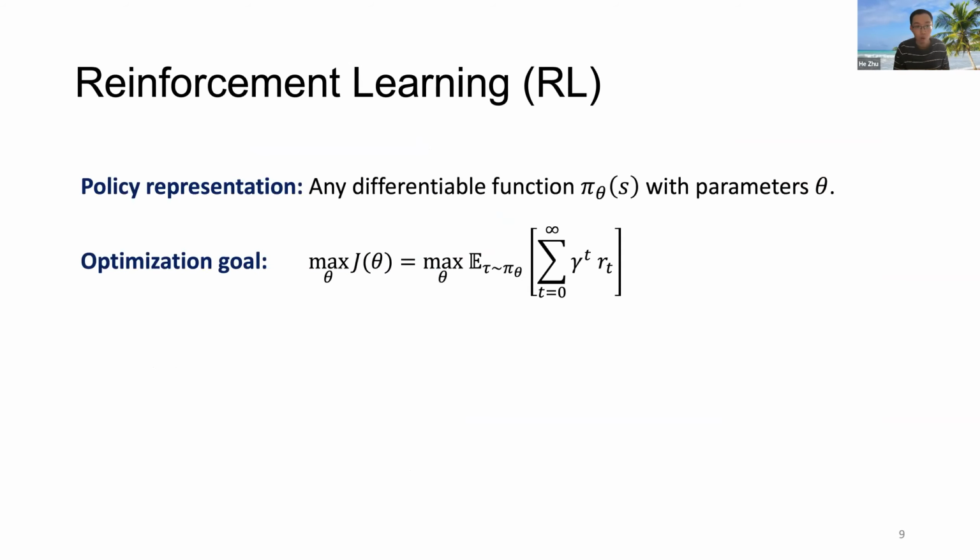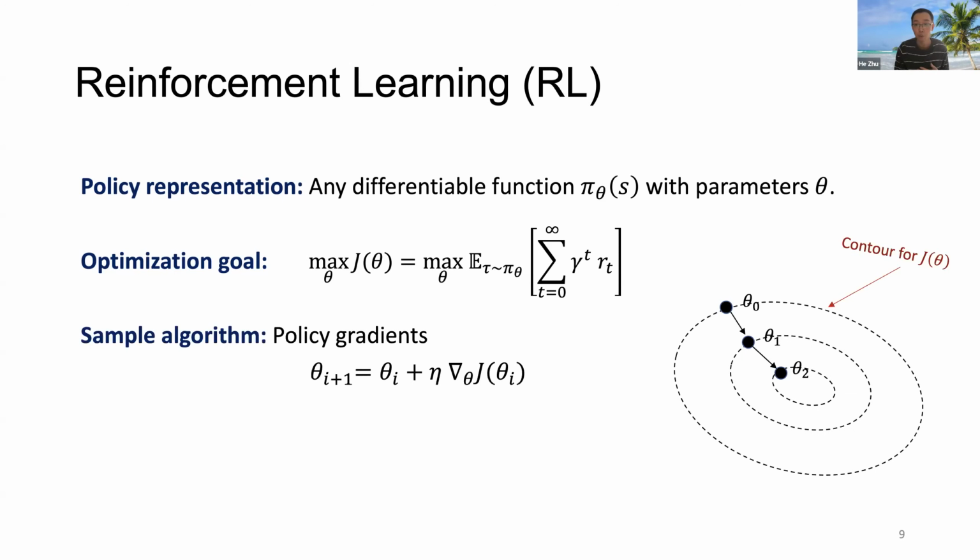Okay, so in terms of the representation of the policy, we can use any differentiable function with the parameter theta. And in order to update the parameter theta, we can simply take steps along the policy gradient estimated by a batch of rollouts, by running the policy in the environment. So this is just standard reinforcement learning.